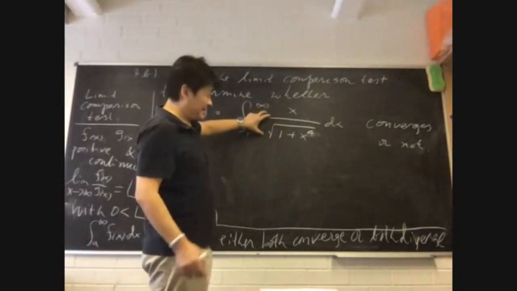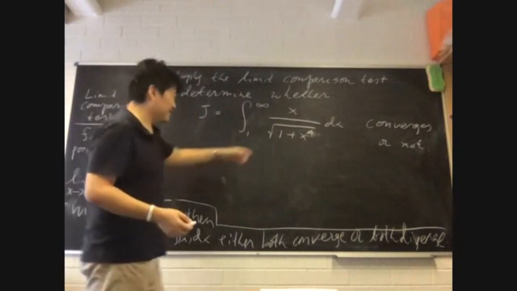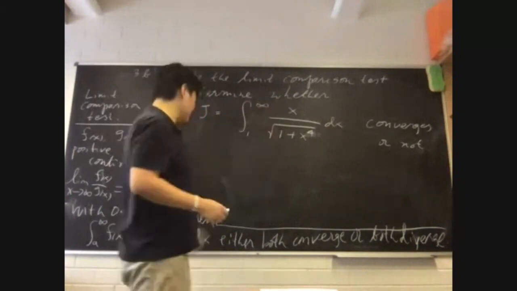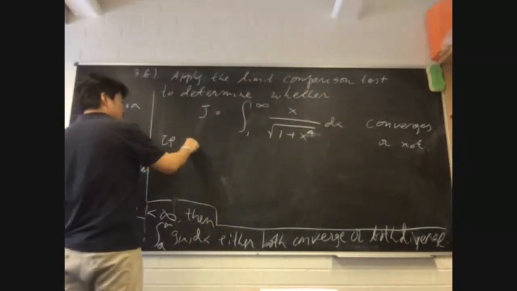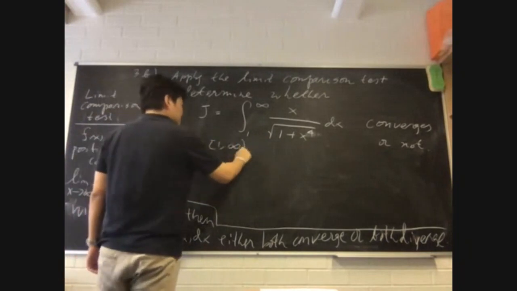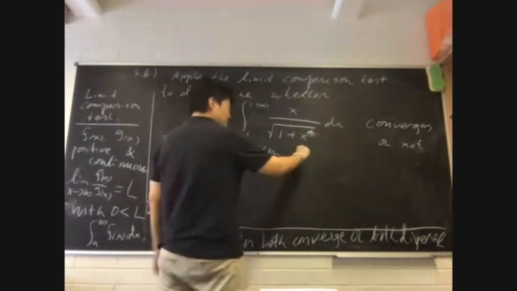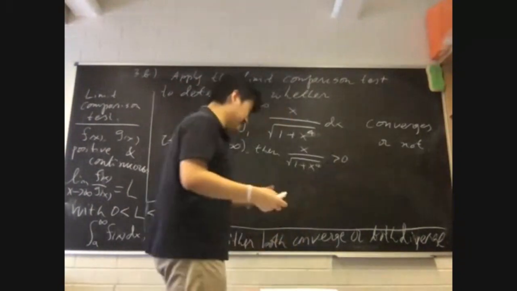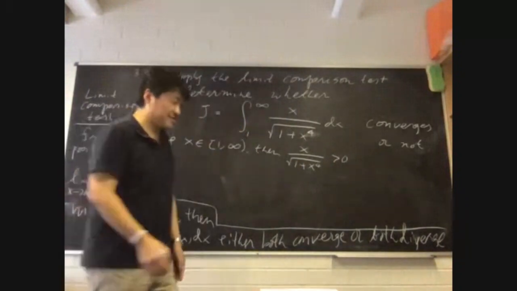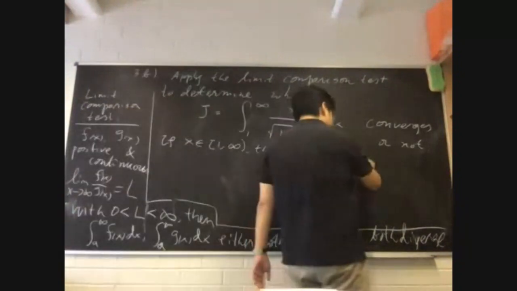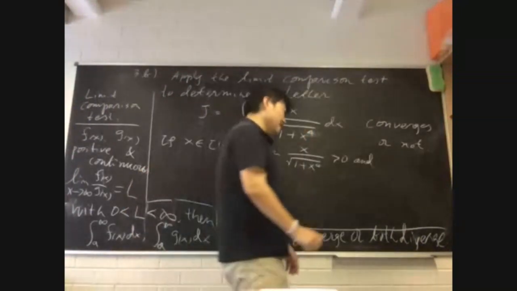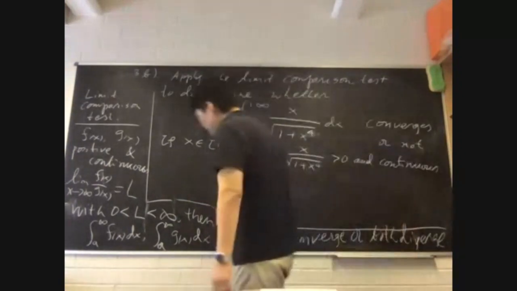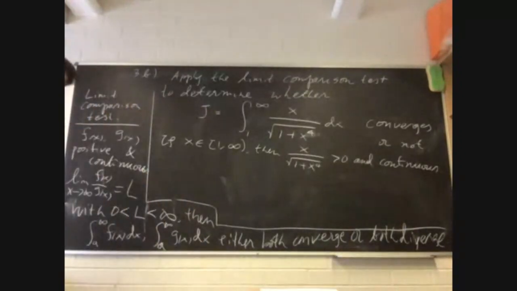First of all, let's check this integrand. It's positive, because x is between 0 and infinity, and here everything is positive. If x is in here, then this integrand is obviously positive and continuous, because it's built from ratios, compositions, and products of continuous functions. So at least that part is met.